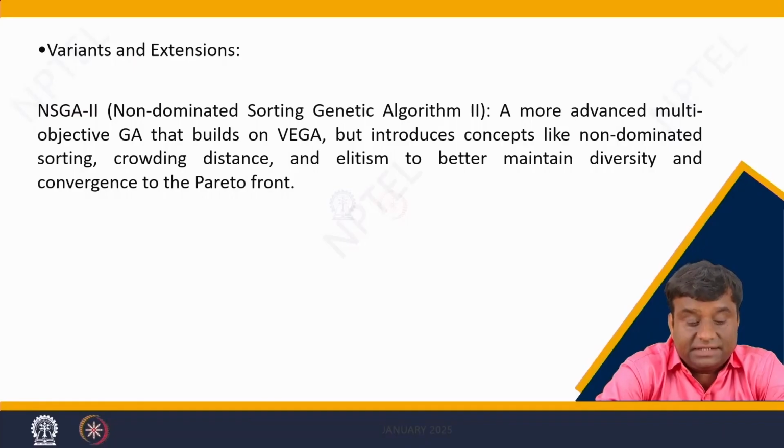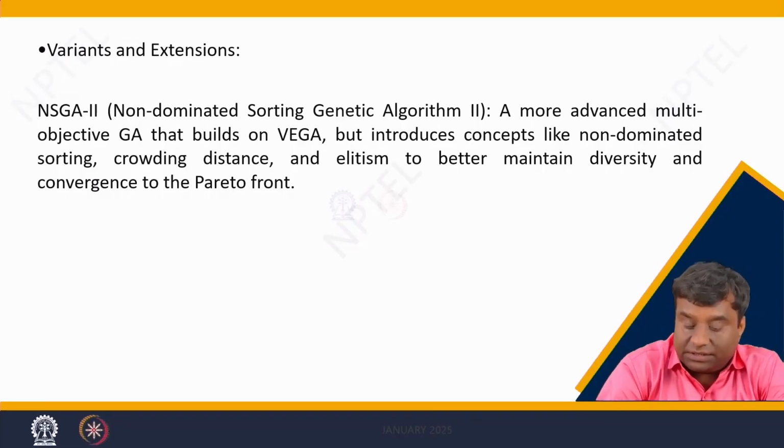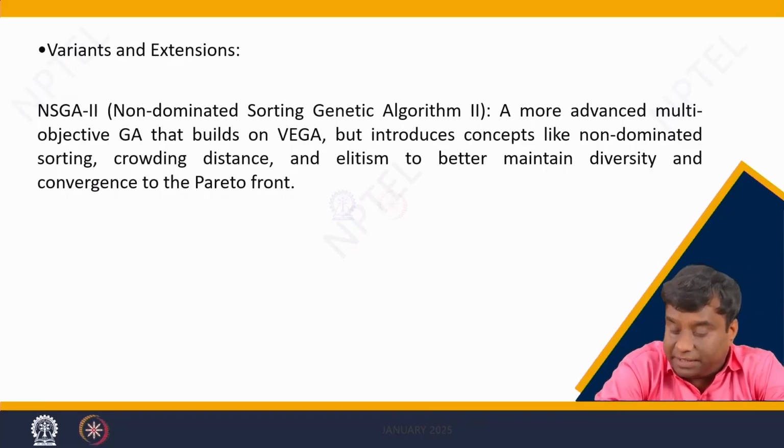Variants and extensions. NSGA-II, the non-dominated sorting genetic algorithm 2, is a more advanced multi-objective genetic algorithm that builds on VEGA but introduces concepts like non-dominated sorting, crowding distance, and elitism to better maintain diversity and converge to the Pareto front.